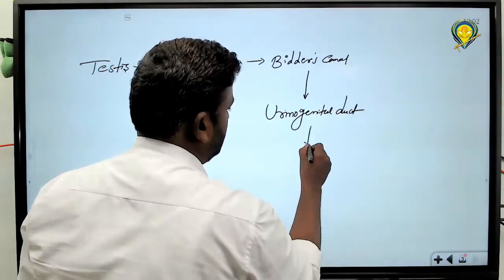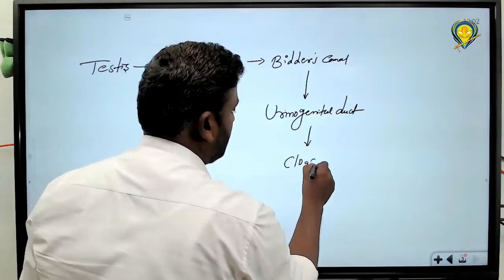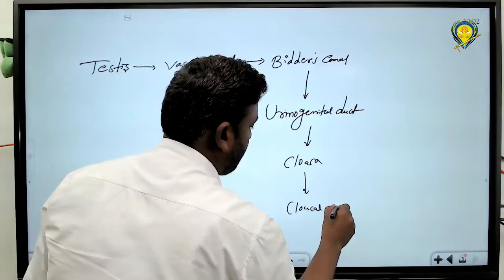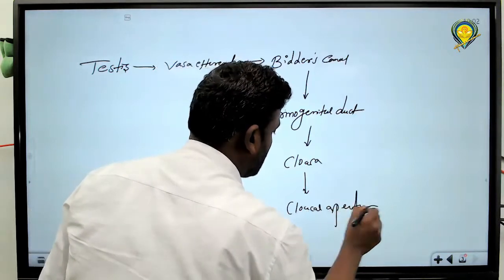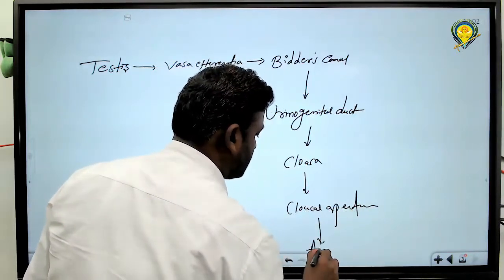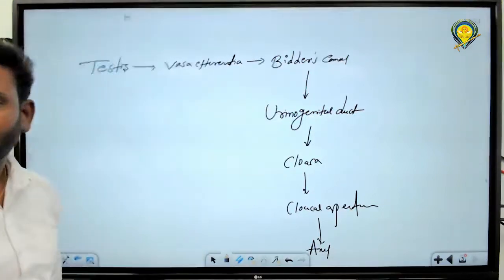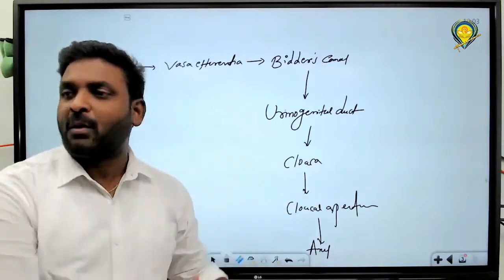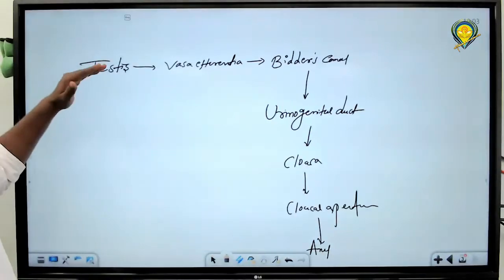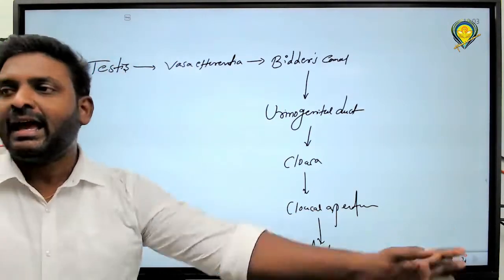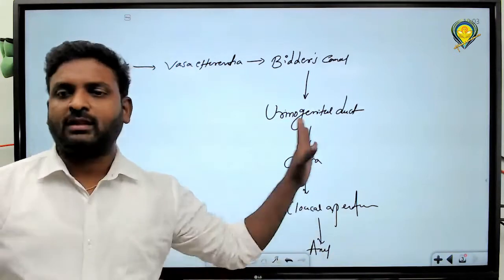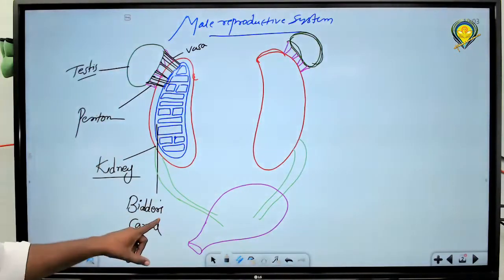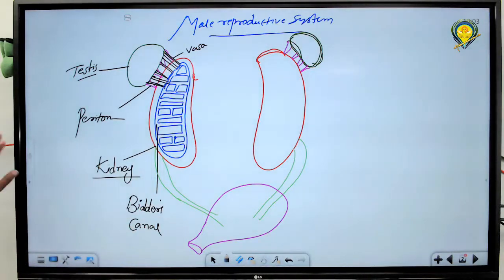Cloaca. And the next one, the chamber called what? Cloaca. Cloaca to cloacal aperture, to out through the anus. This is the pathway of what? Sperm. From where to where? Testis to cloacal aperture to out. Got it? This is the pathway. I hope you understand based on the diagram. Right, all of you?